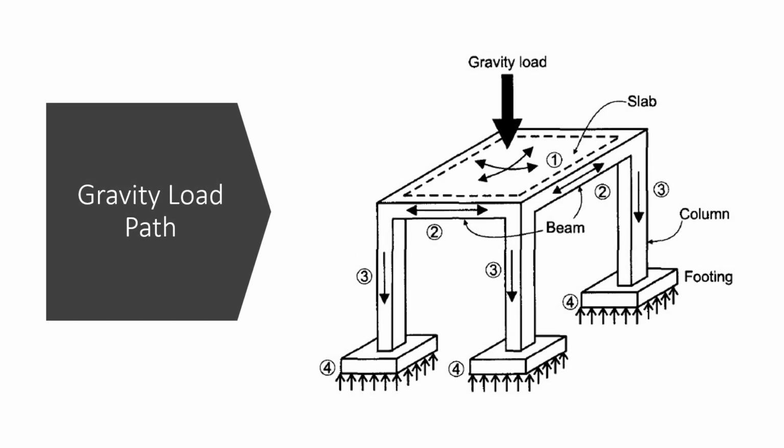Gravity load is the vertical load acting on a building structure, including dead load and live load due to occupancy. This figure shows an isometric view of a concrete structure and a gravity load path. The vertical gravity load acts on a slab, which transfers the load to the beams, which in turn transfer the load to the columns and then down to the foundations. Finally, the foundation transfers the loading to the earth.